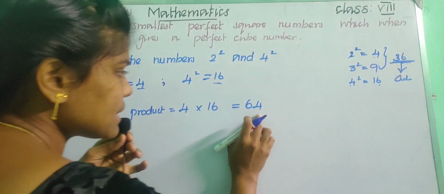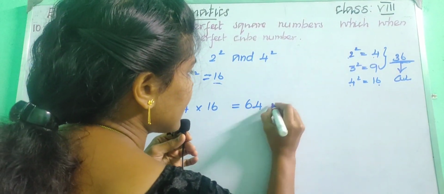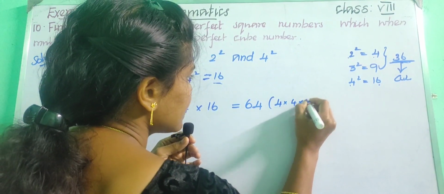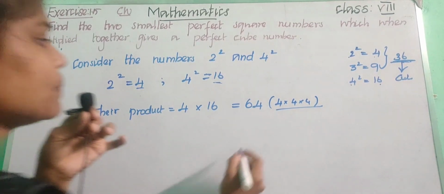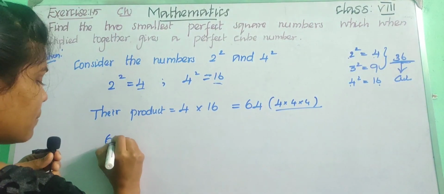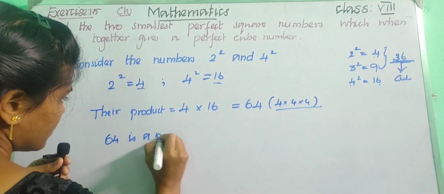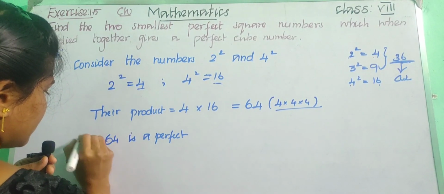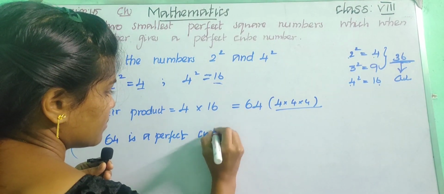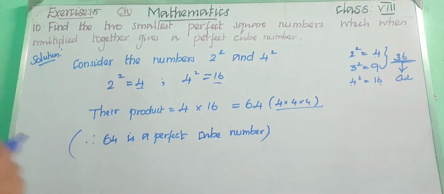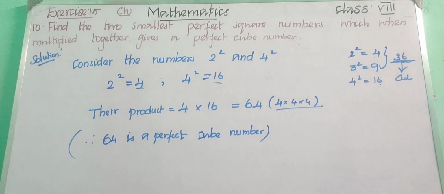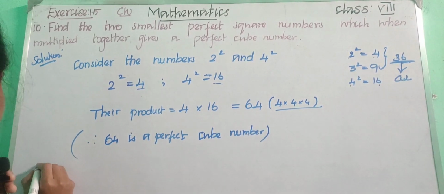64 is a perfect cube, right? We can write this as 4 into 4 into 4, right? It is a perfect cube number. So 64 is a perfect cube number. So what is the answer? What are the two smallest perfect square numbers? 4 and 16 are the two perfect square numbers. Okay, children, so write this answer in your classwork notebook.